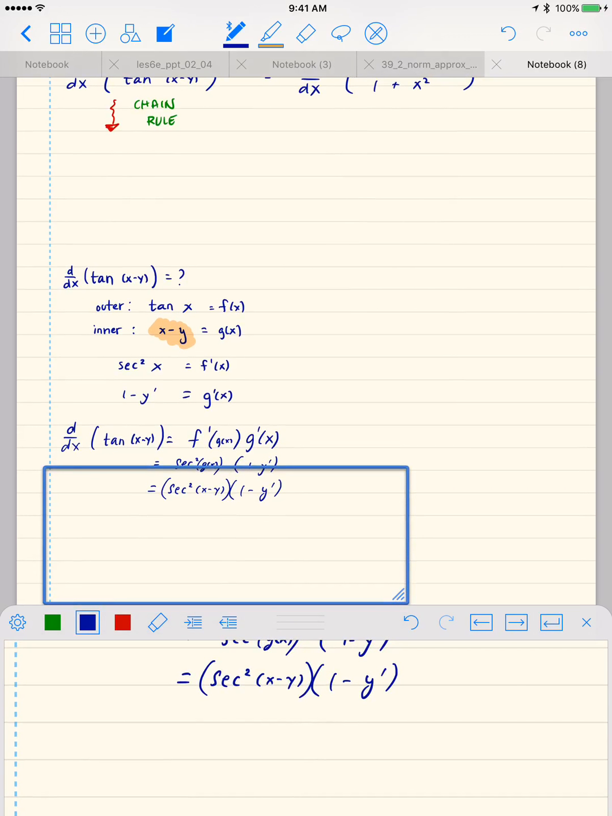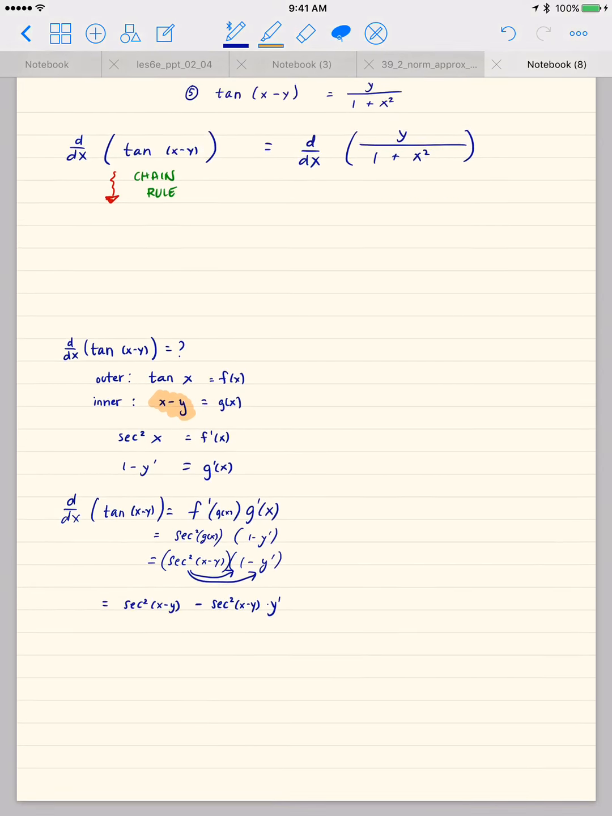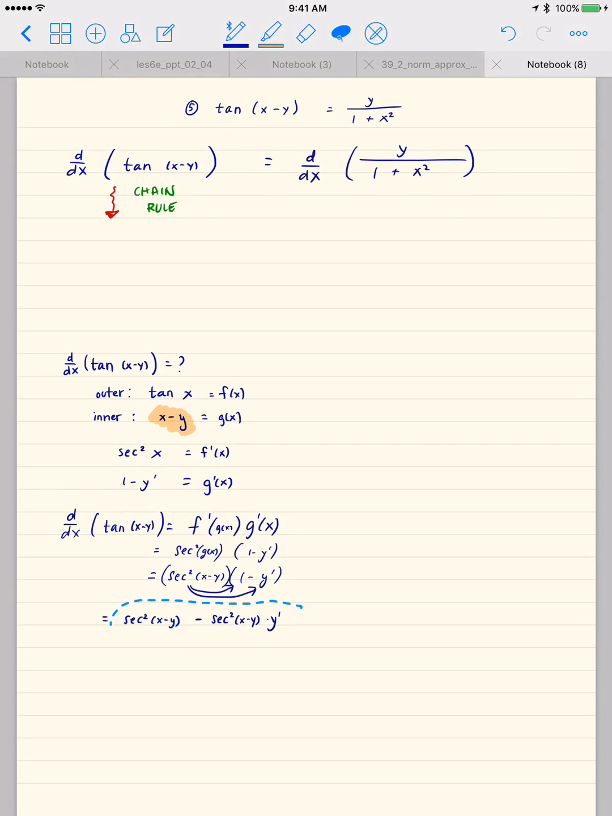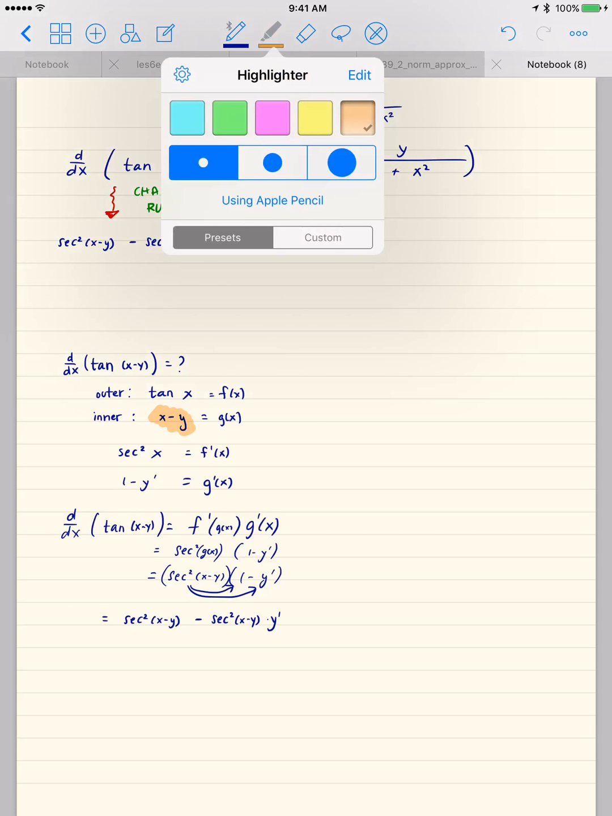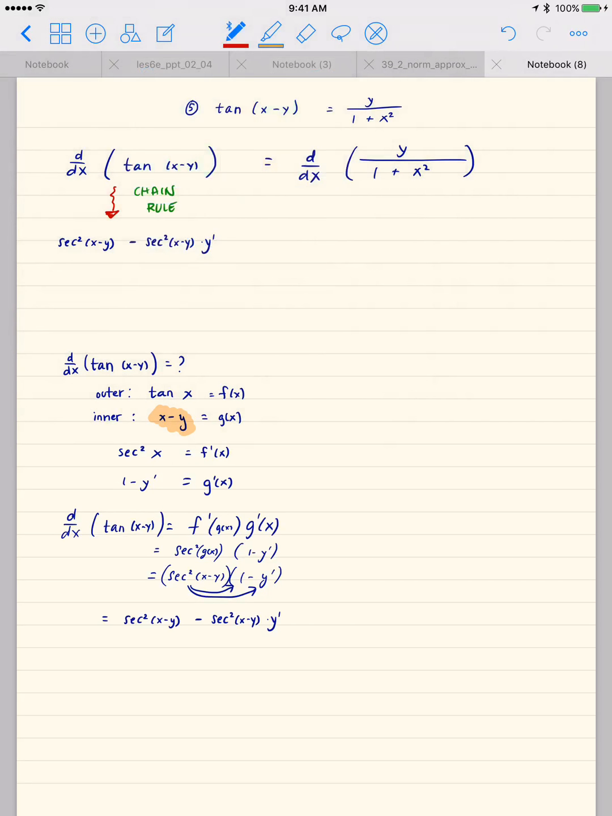Okay. And I can rewrite this actually as, so I'm going to expand it. So I have secant squared x minus y minus secant squared x minus y times y prime. Copy, paste. Right, so that is that derivative. In order to do it, I use the chain rule. Now, let's find our derivative of the right-hand side of the equation.